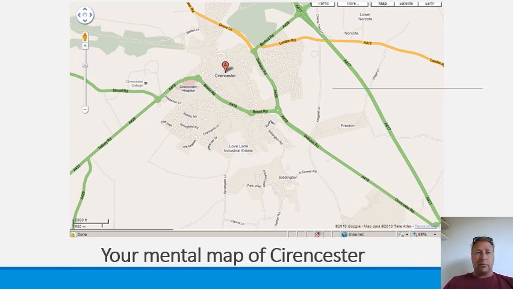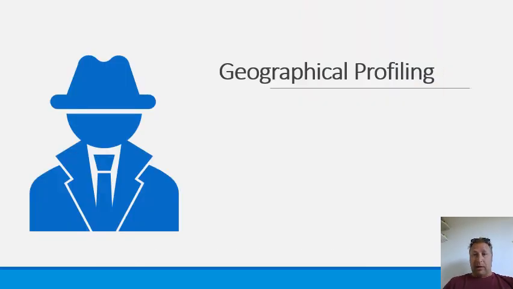Yes, swimming pool. Okay. So it depends on what your knowledge of Cirencester looks like and how good it is. We've got Chesterton. Okay, so you can see how good your map is. Keep hold of that map. We're going to use it again.